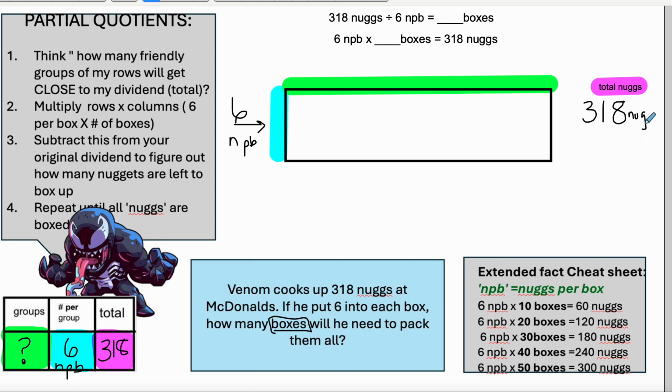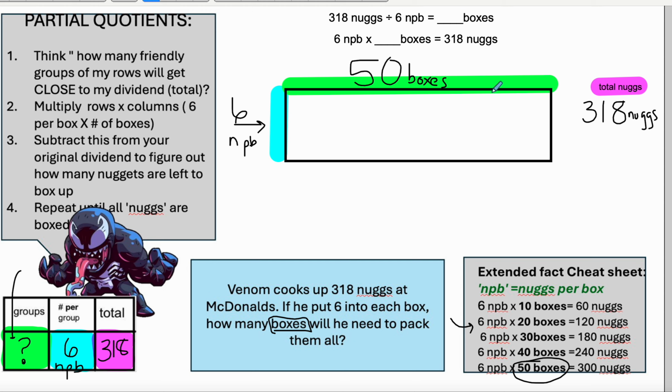Cool. So again, I'm going to use my extended facts, which are here, to try to figure out 6 nuggets per box times how many boxes will get me close here. Yep. Boom. 50 boxes, going to get me crazy close, kiddos. It's going to get me to 300 nuggets. On the columns, we write the 50 because it's representing our groups. So 50 boxes. That's why I'm color coding it. We don't want you to get confused about what to write where.